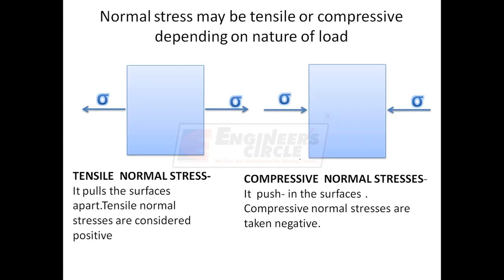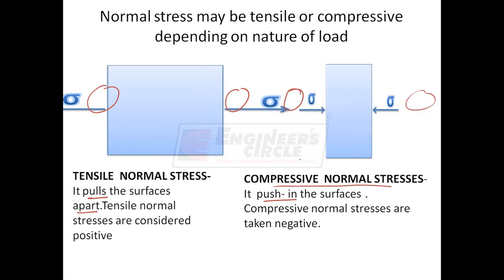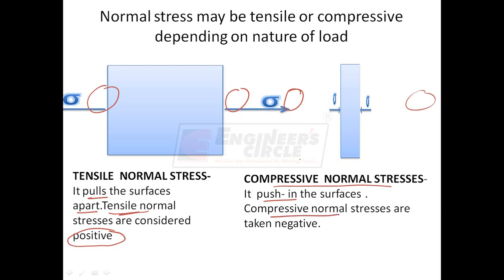The normal stress can be tensile or compressive depending on the nature of load. A tensile normal stress is that pulls the surfaces apart. As you can see, these two stresses are trying to pull the surface apart in this manner. And a compressive normal stress is that tries to push in the surfaces. These two normal stresses are trying to push in the surfaces, as it can be seen. We are going to take tensile normal stresses as positive and compressive normal stresses as negative.